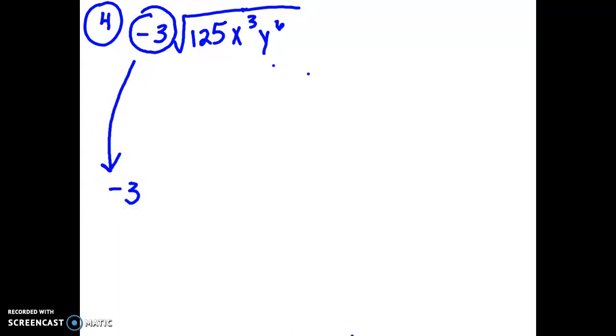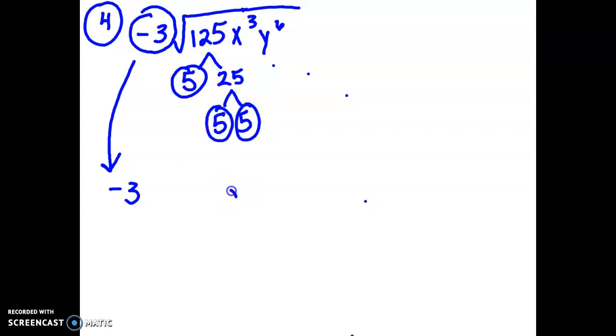that at the end. Okay, so 125, well, let's think of money, quarters. 5 times 25 is 125. And then we got 5 times 5. All right, so for the coefficient piece, we're looking for our doubles because our index is 2. There's nothing there, so we know it's 2. 5 times 5, so the 5 is going to come out. Remember, we're going to multiply that by that negative 3 at the end. So we took care of those. We have 1 left over 5.